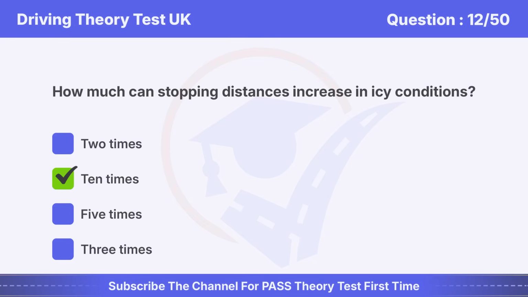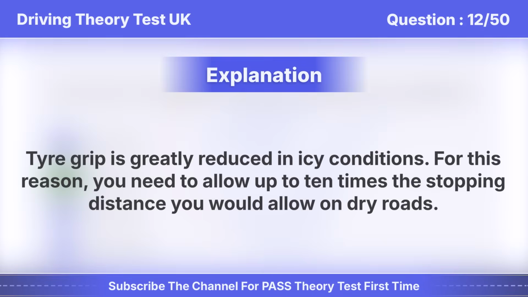Answer is B. 10 times. Tire grip is greatly reduced in icy conditions. For this reason, you need to allow up to 10 times the stopping distance you would allow on dry roads.